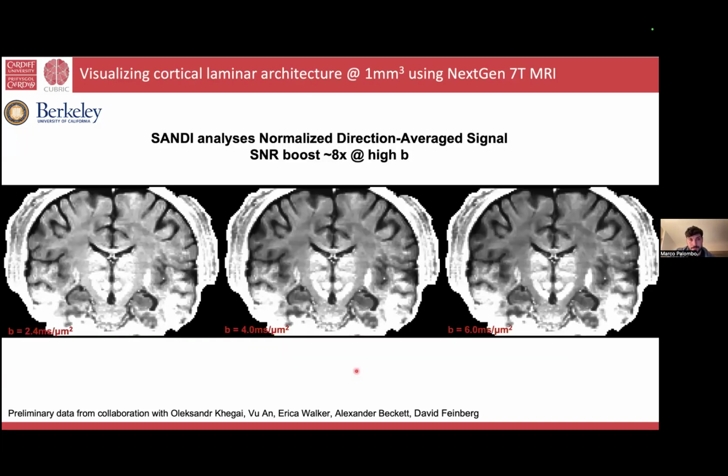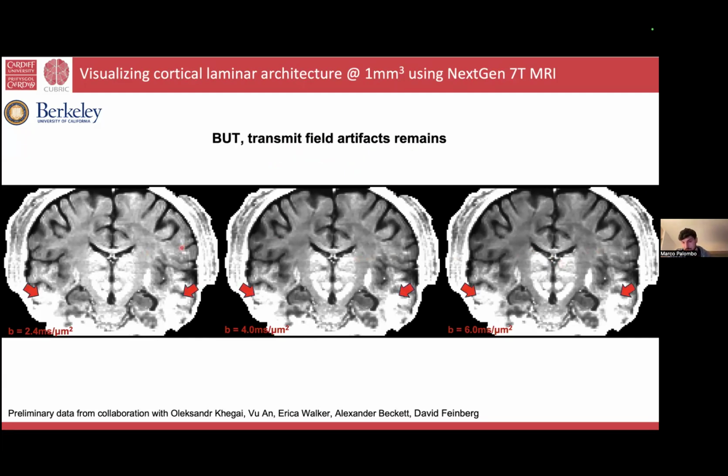And SANDI uses the normalized direction-averaged signal. So once you average across the directions, you boost your SNR by an additional factor of 8 at high b-value. So the final image looks really, really good. And although the artifacts due to the coil, we believe, are still there, this can be improved.